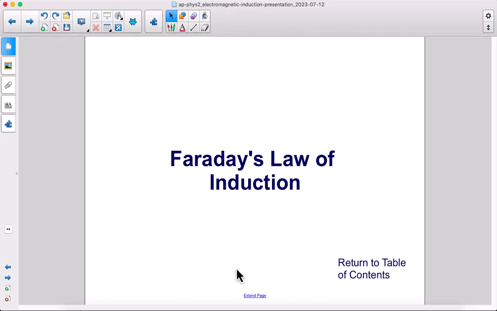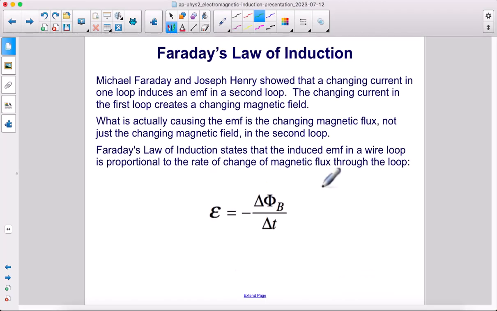Faraday's law of induction. Michael Faraday and Joseph Henry showed that a changing current in one loop induces an EMF in a second loop. The changing current in the first loop creates a changing magnetic field. What is actually causing the EMF is the changing magnetic flux, not just the changing magnetic field in the second loop. Faraday's law of induction states that the induced EMF in a wire loop is proportional to the rate of change of magnetic flux through the loop.